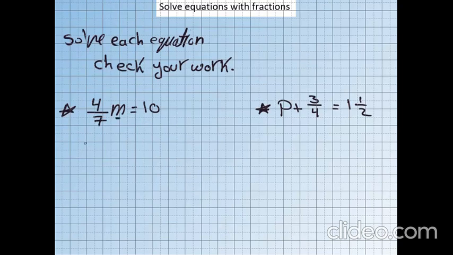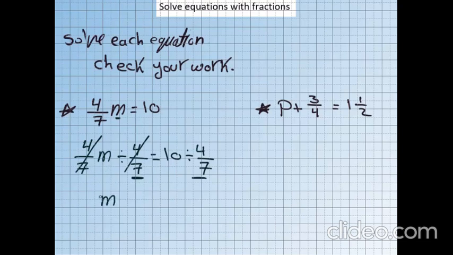We will write 4 over 7 m divided by 4 over 7 equals also 10 divided by 4 over 7. We divide both sides, the left side and the right side. If you divide any number by itself, it gives me 1. The remainder here is m on this side.